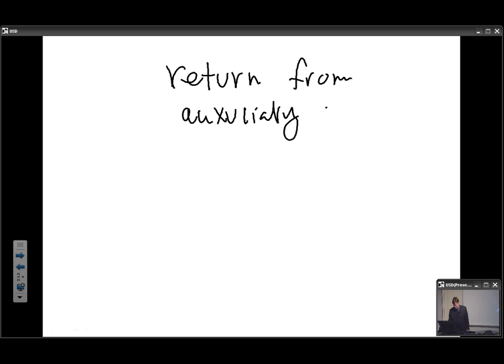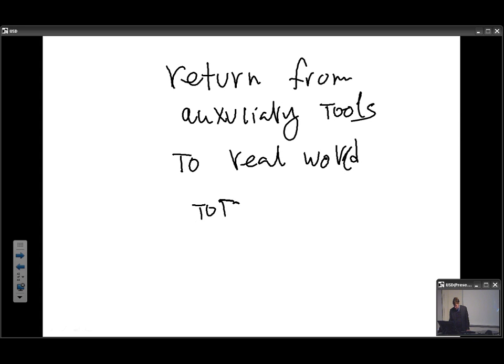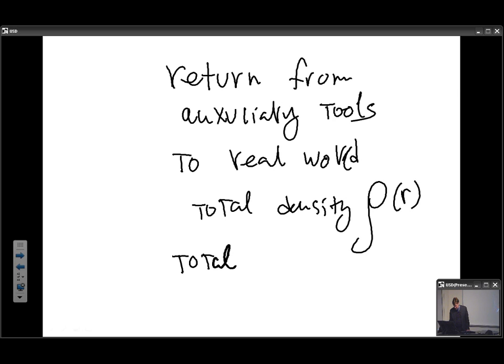Auxiliary tools, real world total density and total energy.